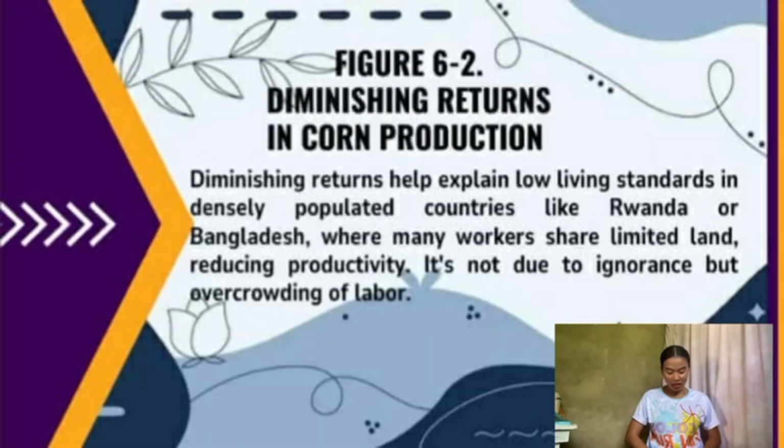Next is diminishing returns in corn production. Diminishing returns help explain low living standard in densely populated countries like Rwanda or Bangladesh, where many workers share limited land, reducing productivity. It's not due to ignorance but overcrowding of labor. So, kasabot naman ta kung unsa tong diminishing return katong.